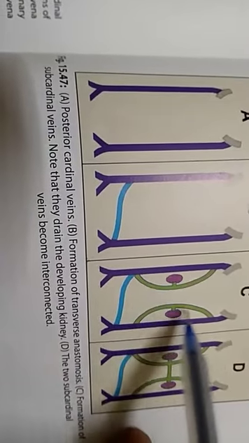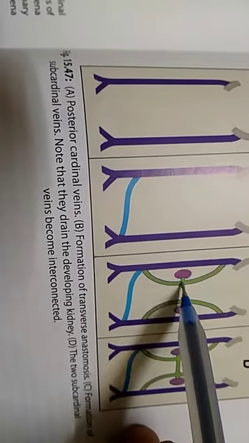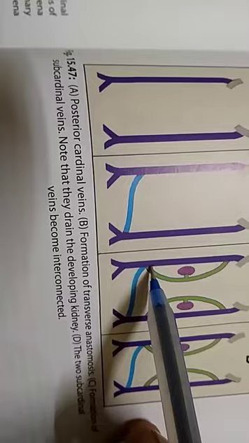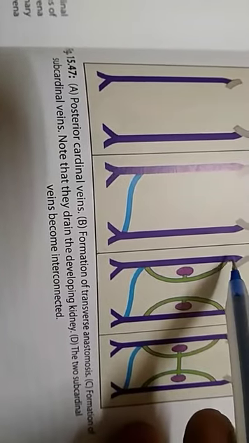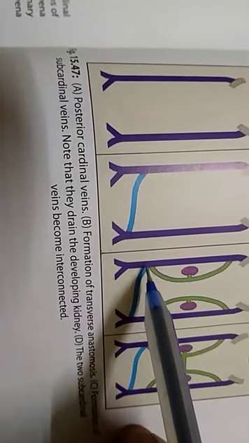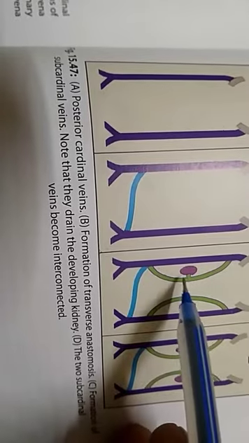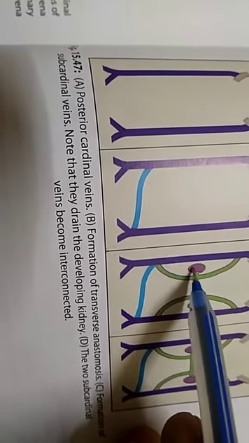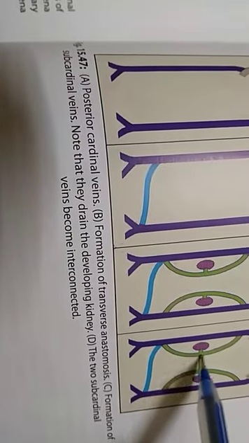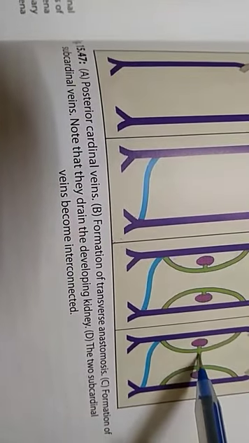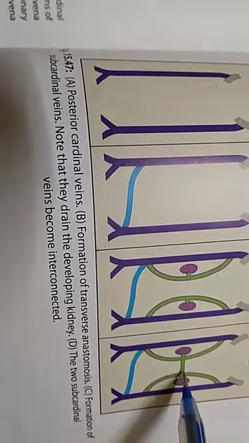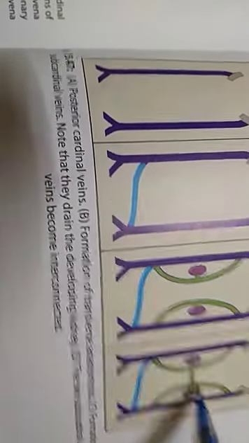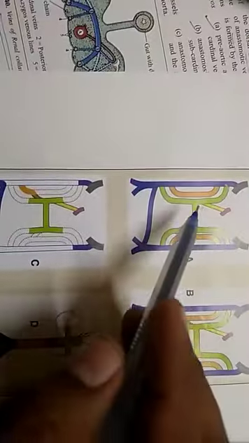Two subcardinal veins develop dorsomedial to the mesonephric ridge. Cranially and caudally, both subcardinal veins communicate with the posterior cardinal veins. Each subcardinal vein receives a mesonephric vein from the developing kidney, and both sides of the subcardinal veins develop a transverse anastomosis between them, known as the renal anastomosis or pre-aortic anastomosis.